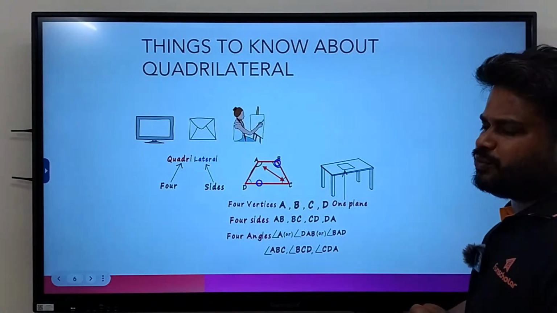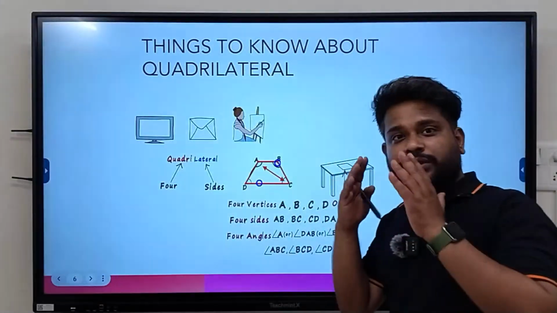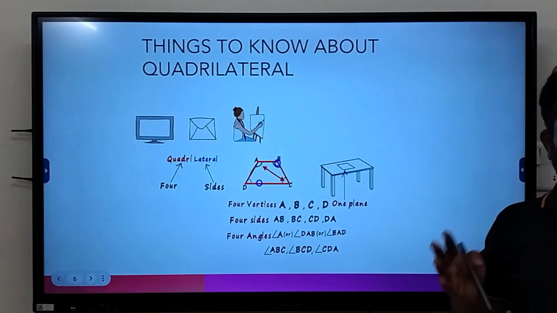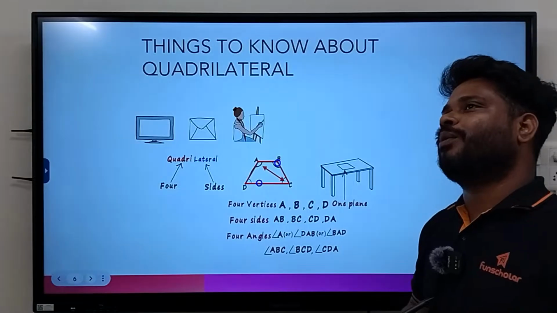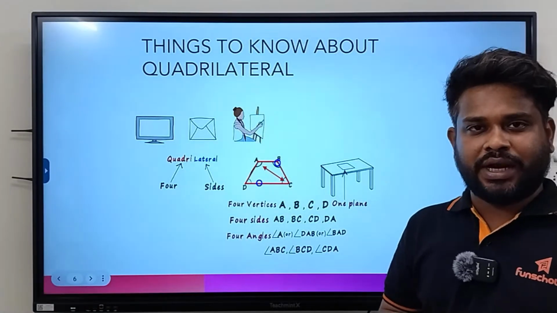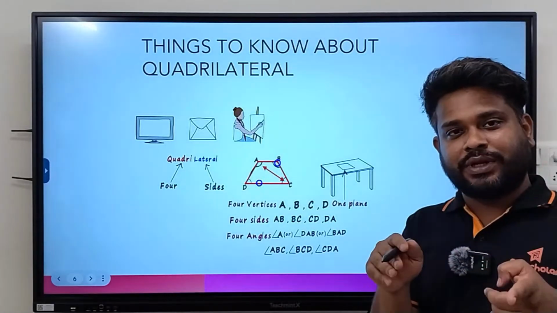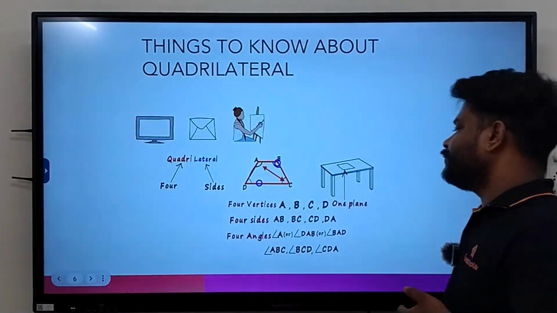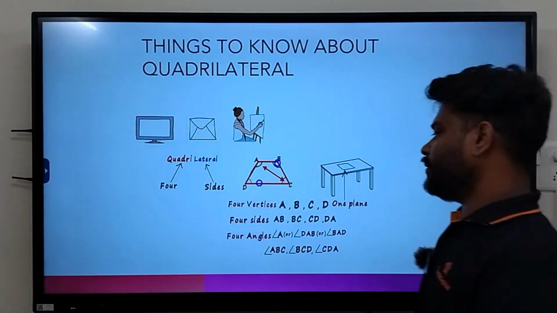You can also try it with whatever you have close to your hand. Maybe you are watching this video on a mobile. A mobile is also an example of a quadrilateral, a rectangle. I am recording this video with the mobile, so this is also a rectangle, and it also has 4 vertices, 4 sides and 4 angles. Let's go to the next one.